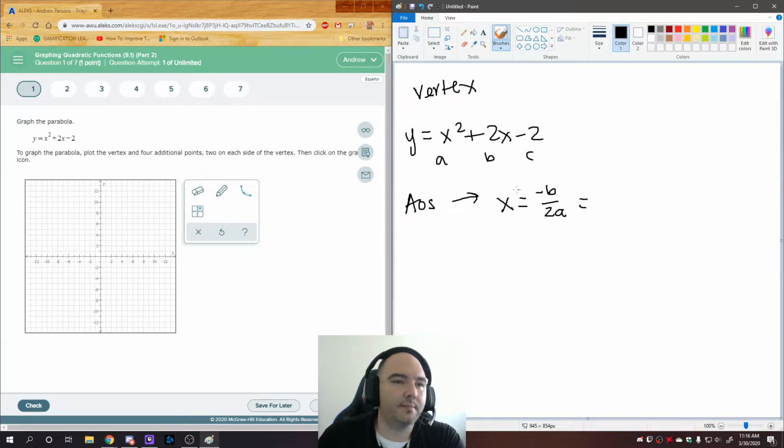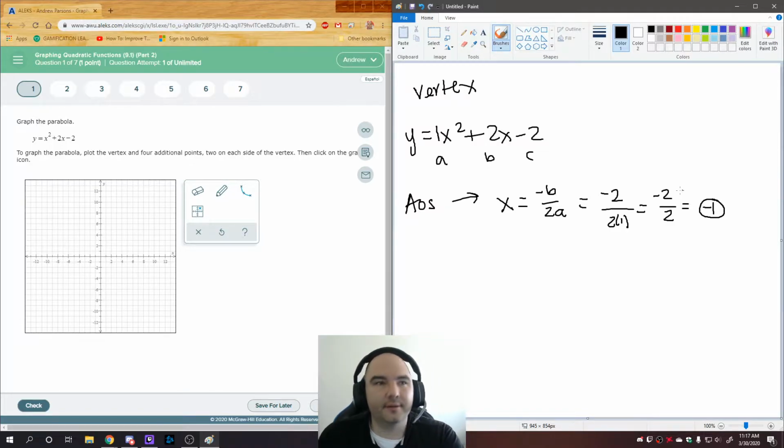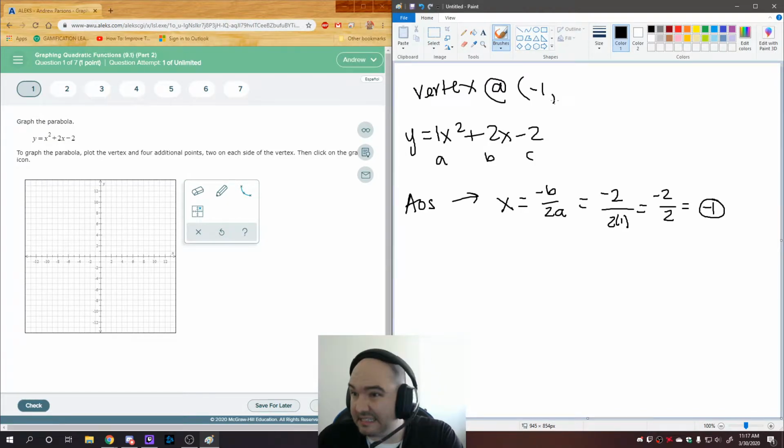So in our problem, the b value here is 2, so the opposite of that would be negative 2. And then twice the a value. Well, there's no number in front of this, but it's technically an invisible 1. So 2 times 1. You get negative 2 over 2, and negative 2 over 2 equals negative 1. What does that mean? Well, that means the vertex is at negative 1 comma something.